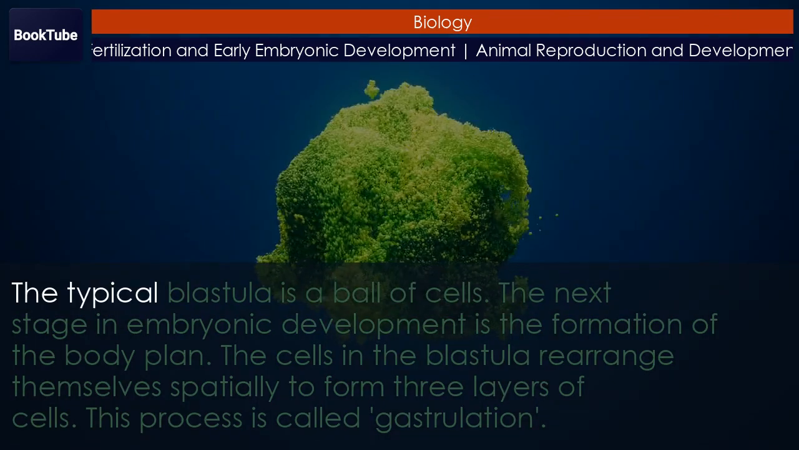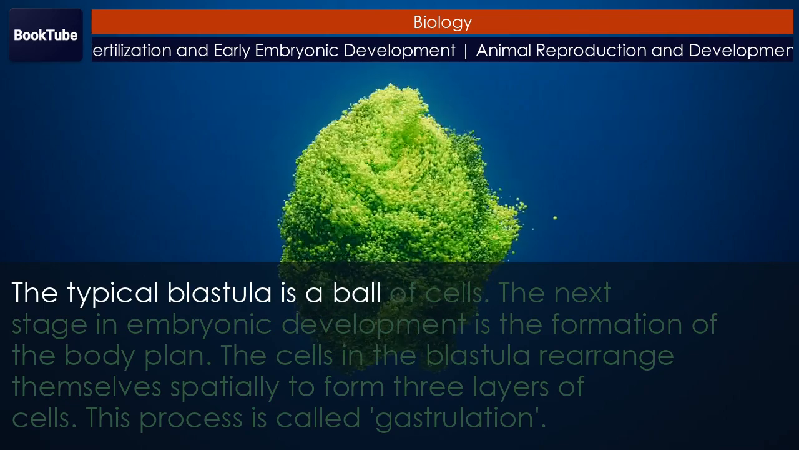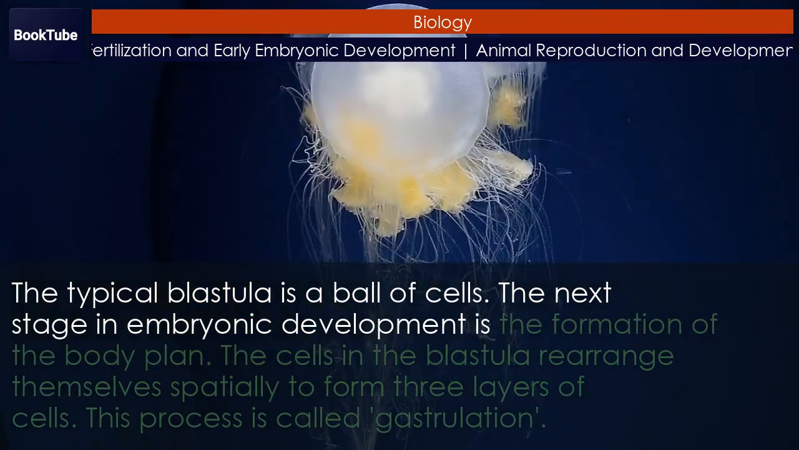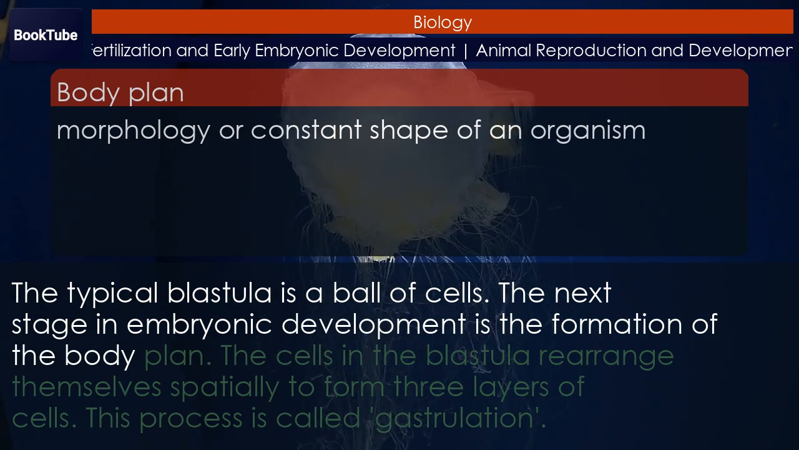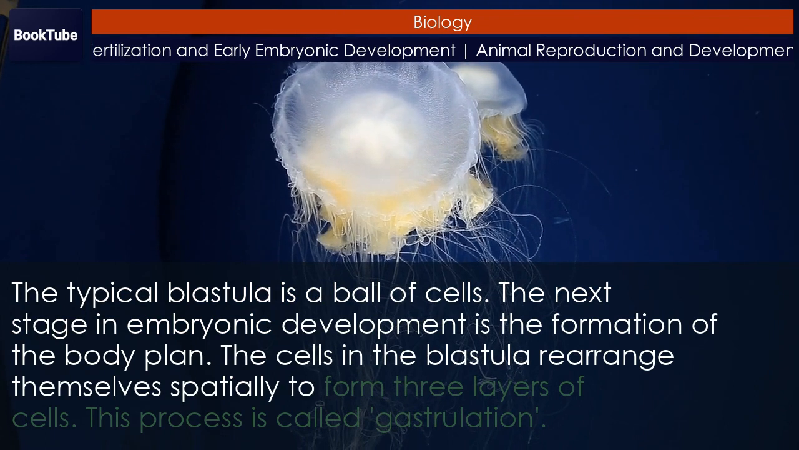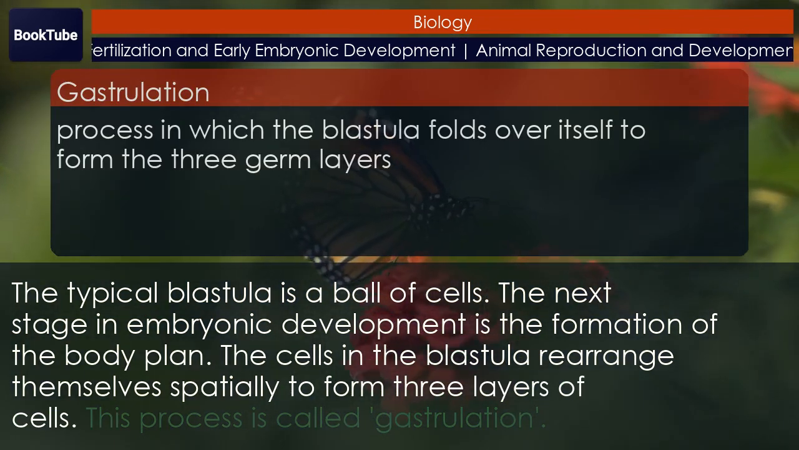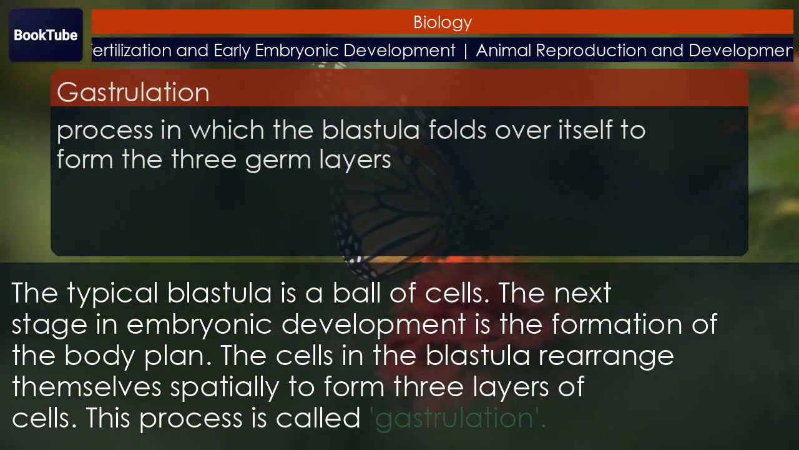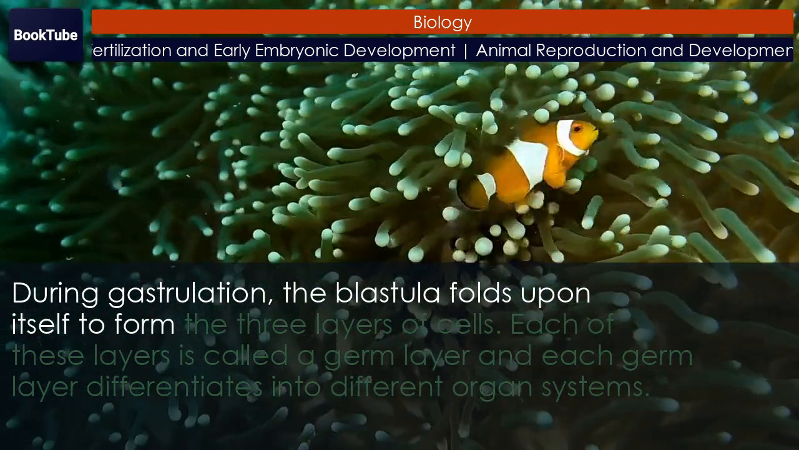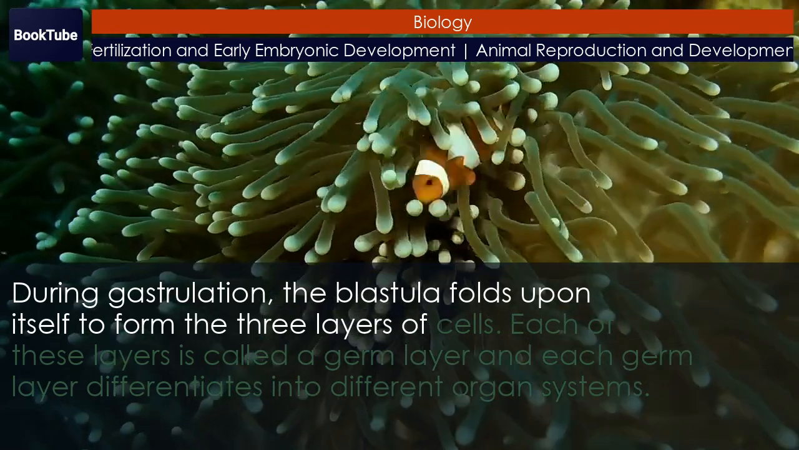Gastrulation. The typical blastula is a ball of cells. The next stage in embryonic development is the formation of the body plan. The cells in the blastula rearrange themselves spatially to form three layers of cells. This process is called gastrulation. During gastrulation, the blastula folds upon itself to form the three layers of cells.